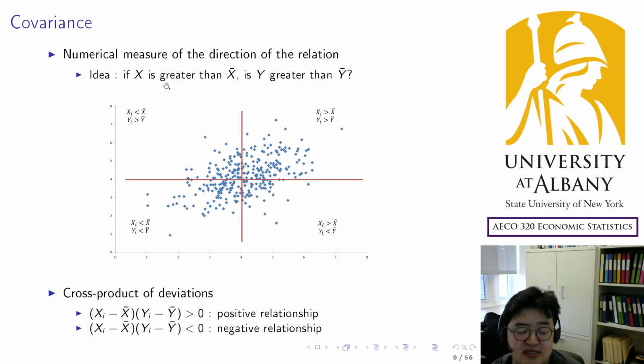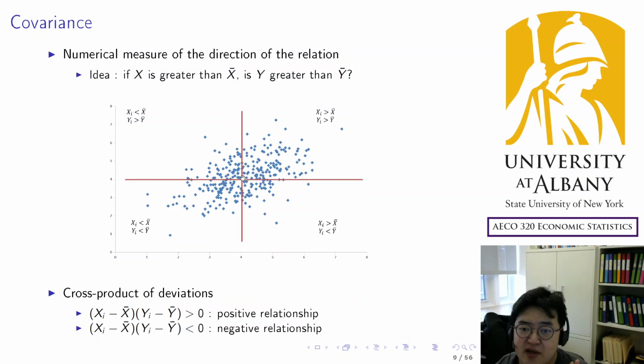A simple idea is, as I said, the direction answers the question: when x increases, does y increase or decrease? What is the tendency? To quantify that, I will start from the center. The center is their averages, right? You can calculate the average of x and the average of y. In this numerical example, it is 4 and 4.